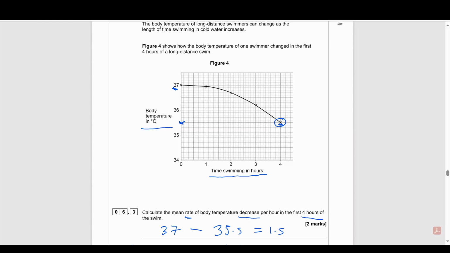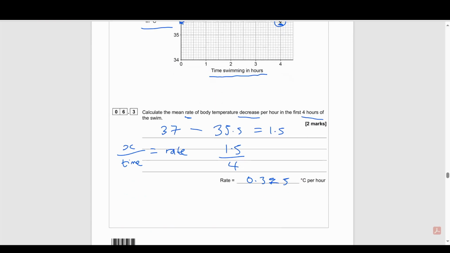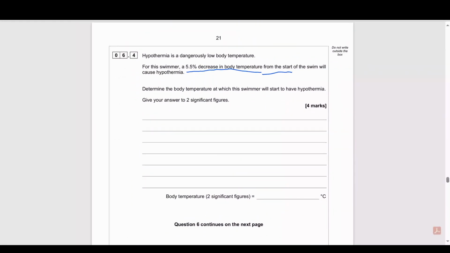So what we're able to do then is find this 5.5% by doing just a short calculation. And that's going to be 5.5 divided by 100 times 37. And that will equal 2.035.